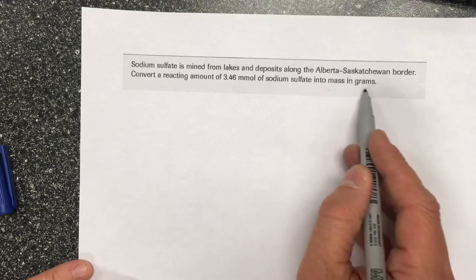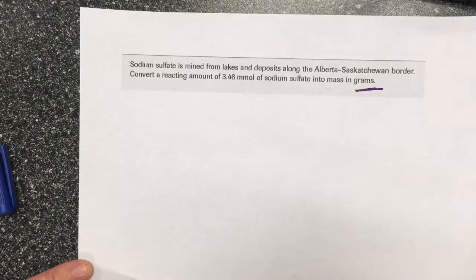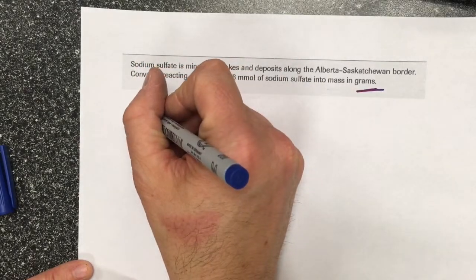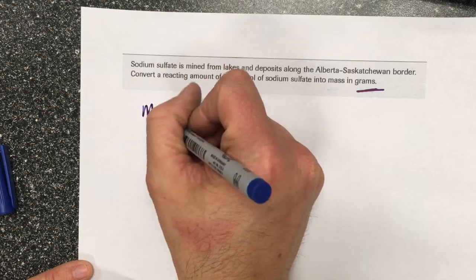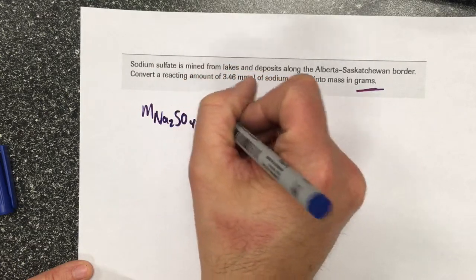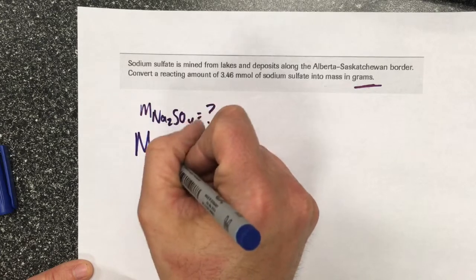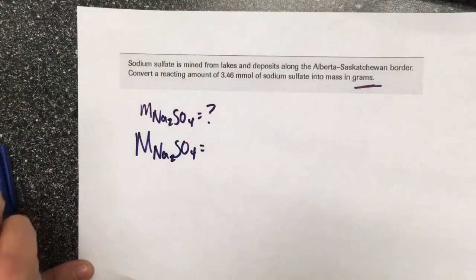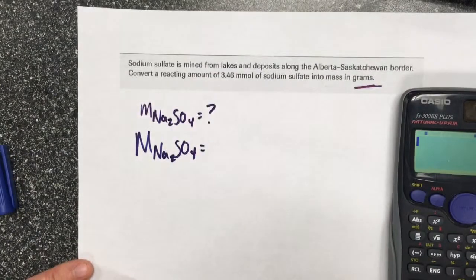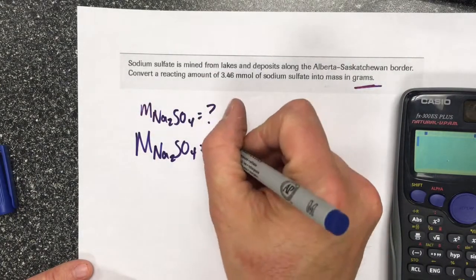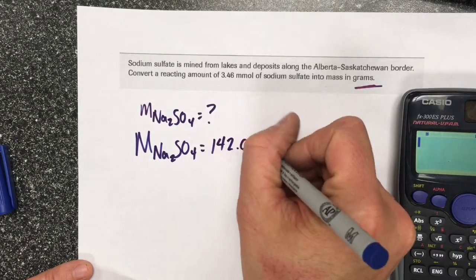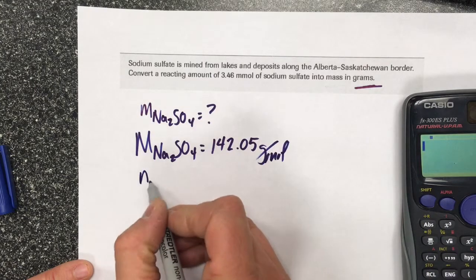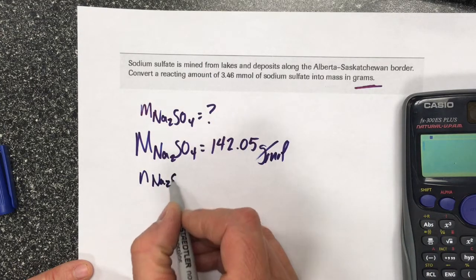So they're specific that they want the mass to be in grams, so that's important. And we're using sodium sulfate. So they want the mass of sodium sulfate. The molar mass of sodium sulfate, which has 2 sodium ions and a sulfate ion, which has 1 sulfur and 4 oxygens, is 142.05 gram per mole.